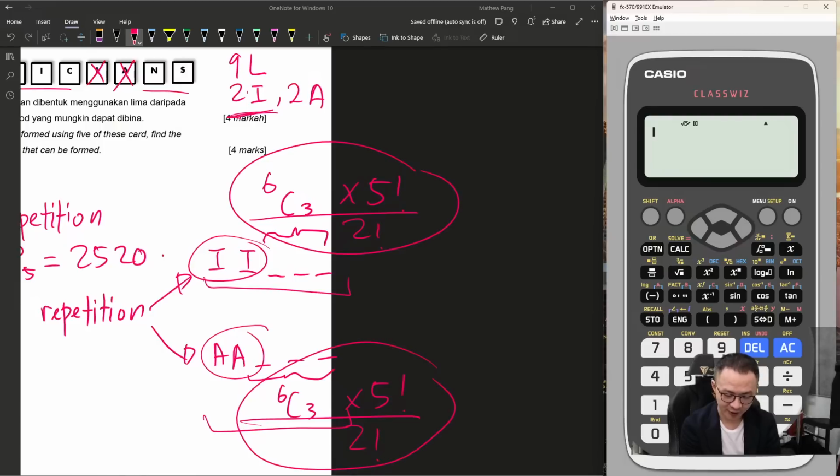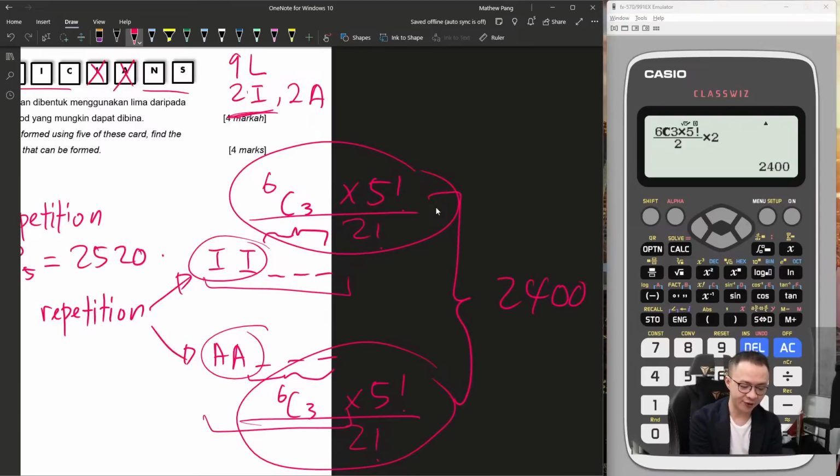So here I will have 6C3 times 5 factorial divided by 2 factorial, which is 2 times 2. So the total of it is 2400.